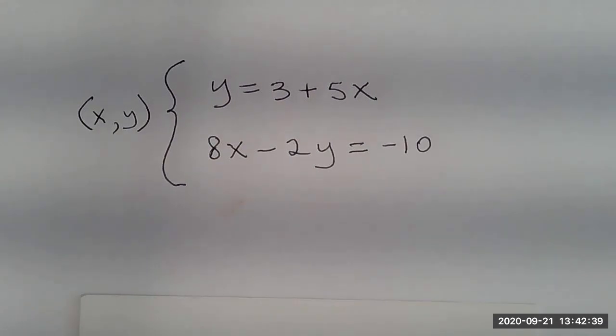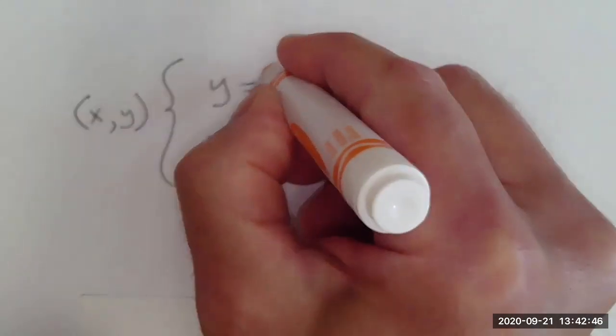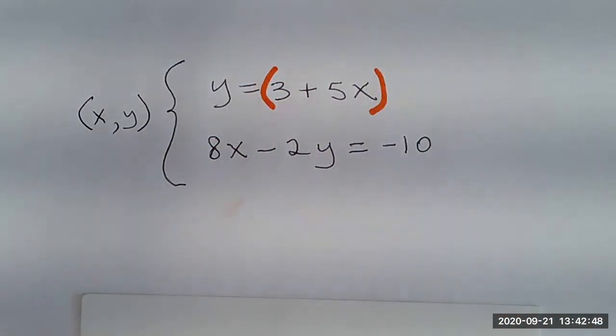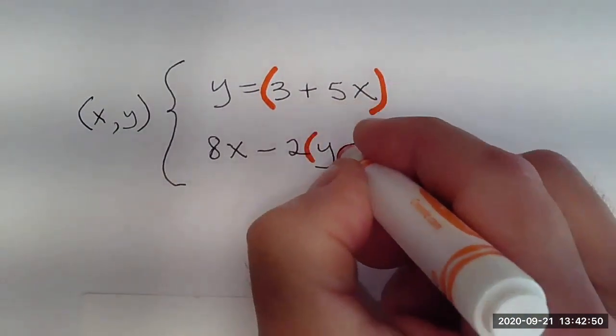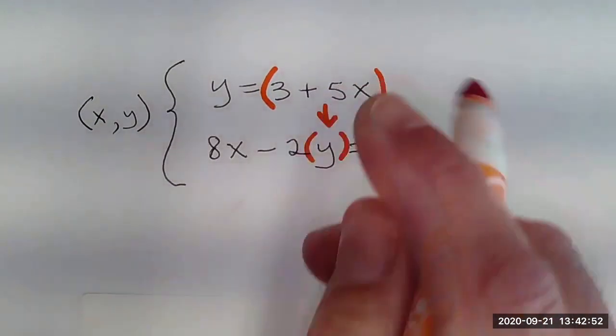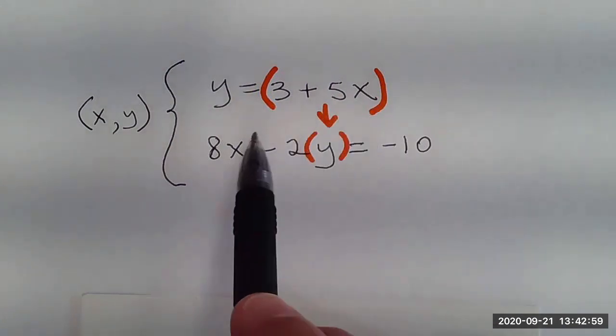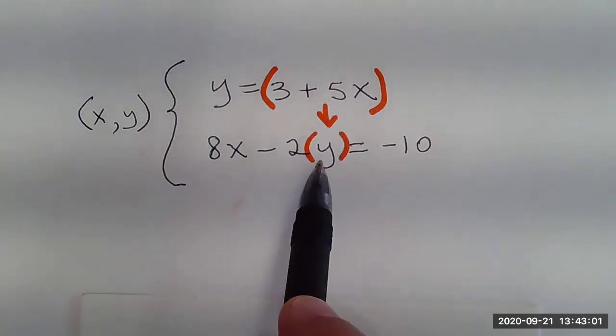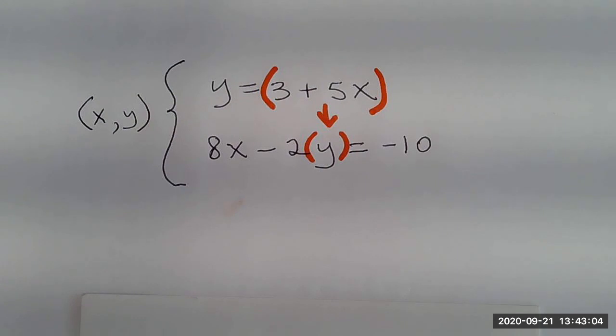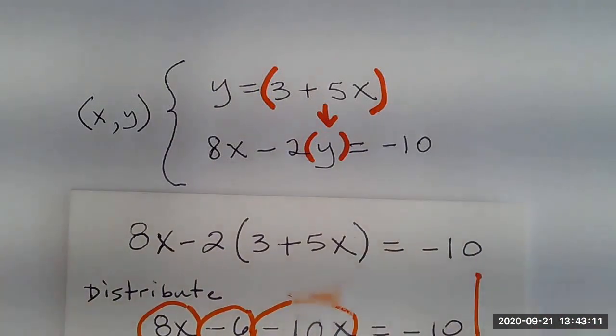To solve a system of equations by substitution, look for a way to substitute part of one equation into the part of another equation. We know that 3 plus 5x is equivalent to y. We can substitute it in for y in the other equation. Now, once we have it substituted in, we are back to seeing this piece.